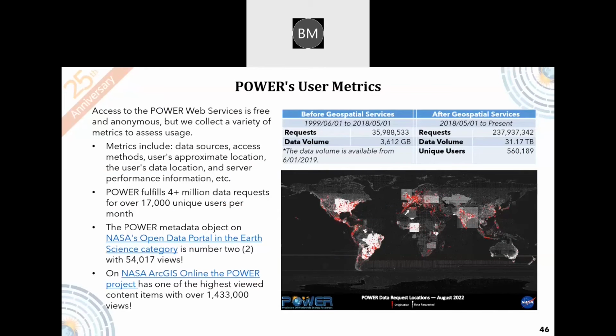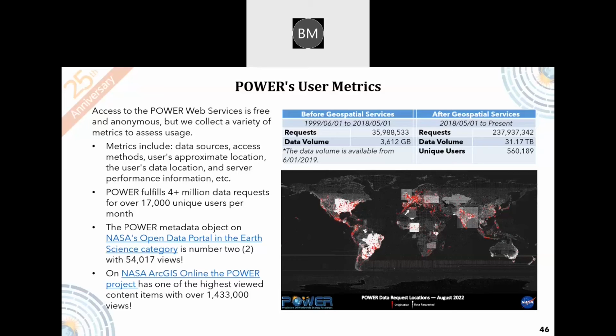But after we implemented our geospatial data services, our enhanced API capabilities, and more data access methods like the geospatial data services that we'll talk about in a little bit, the number of data requests increased exponentially to almost 240 million, and we've served out over 31 terabytes of data, though that number is not fully accurate because we only have metrics for the last year and a half, so that number is probably a lot higher.